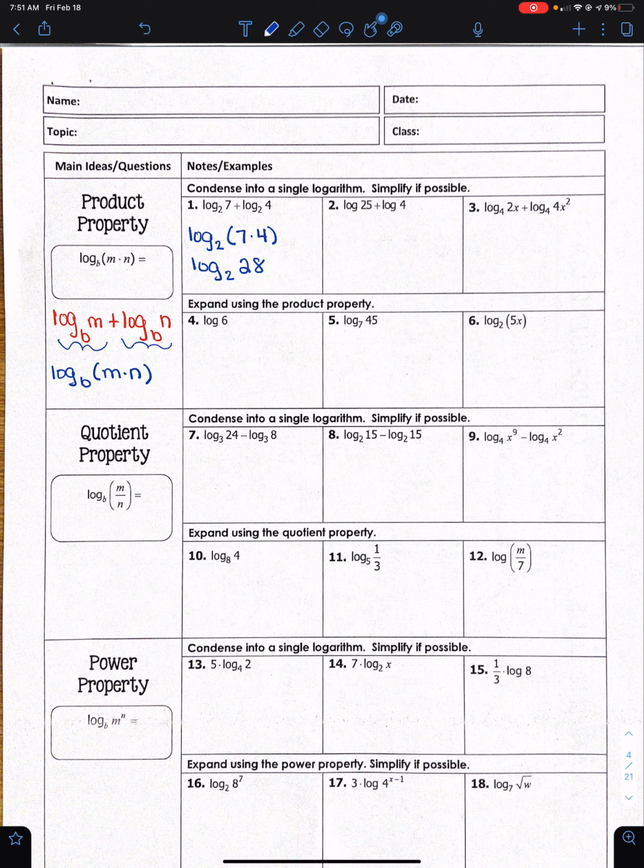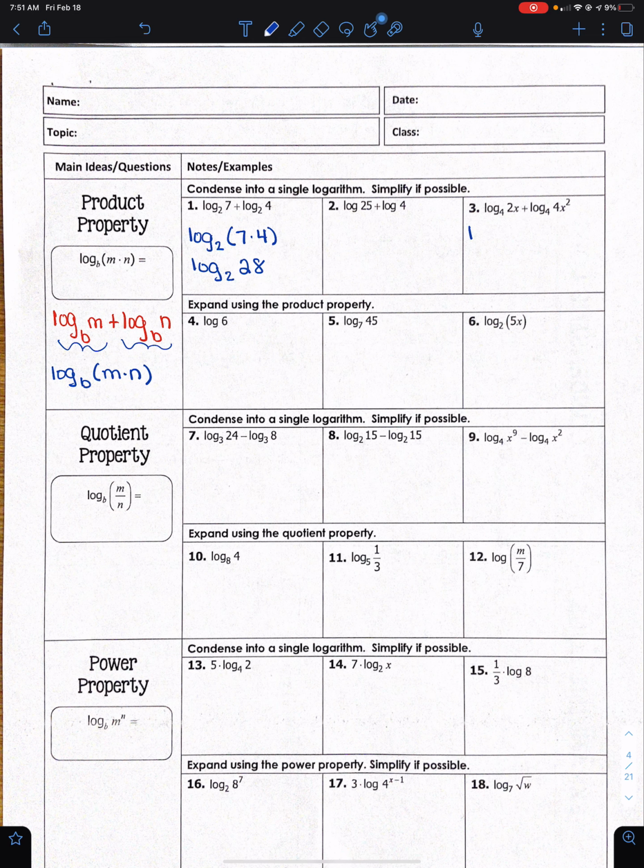Number 2, let's go to number 3. I'm going to skip number 2. I'm going to go to number 3. Well, they both have log 4 in common, and I'm left over with 2x times 4x squared. So when I bring those together, I've got log 4 of 8x to the third. 2 times 4 is 8. X times x squared gives me x to the third. Okay, so that's the condensing.